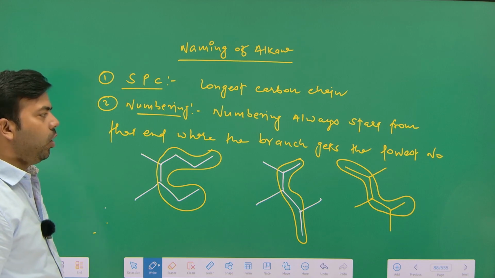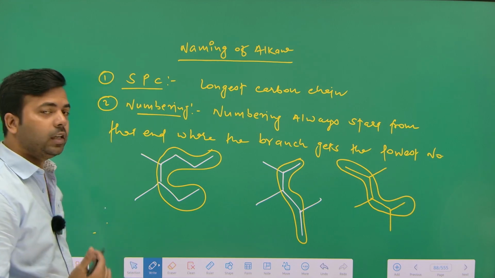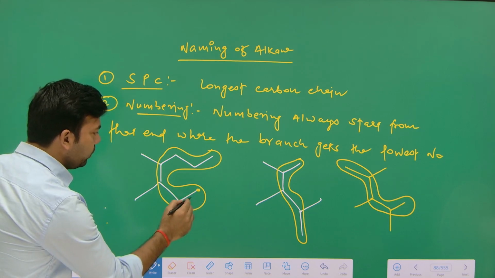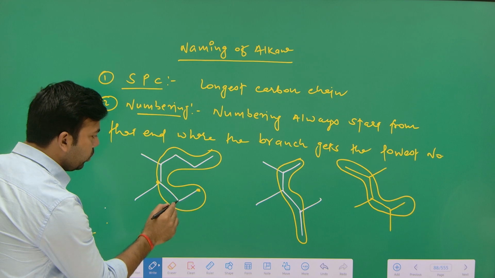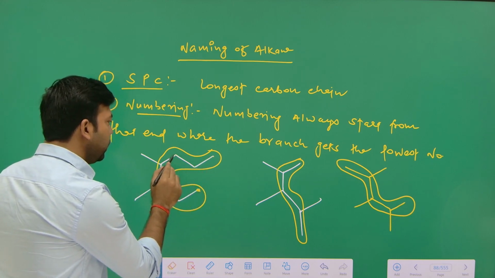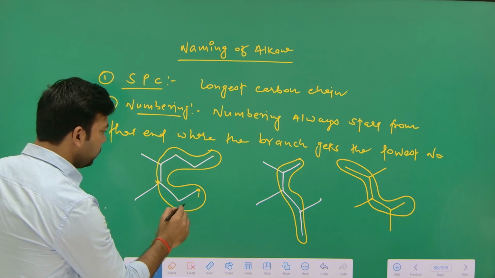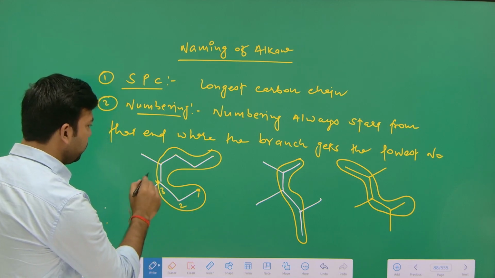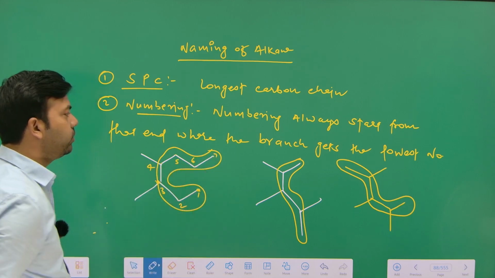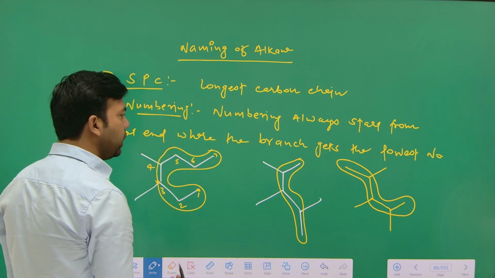So once you have the longest carbon chain, then you start numbering, and numbering should start from that end where the branch gets the lowest number. So here if you start, the branch will be at number 3. 1, 2, 3. And if you start from here, 1, 2, 3 and 4. So we will start from the bottom: 1, 2, 3, 4, 5, 6 and 7. Clear?